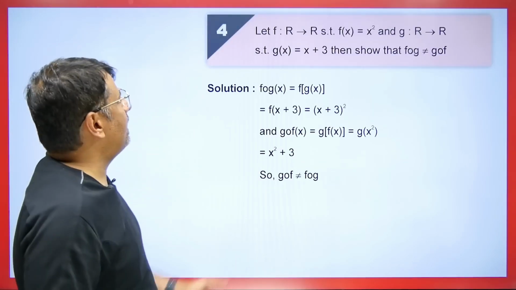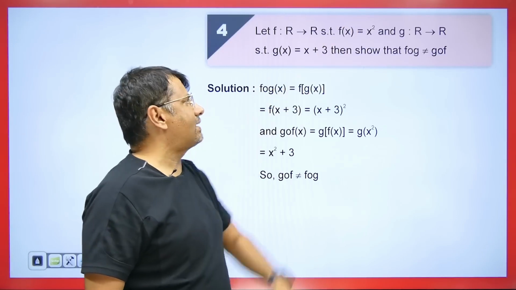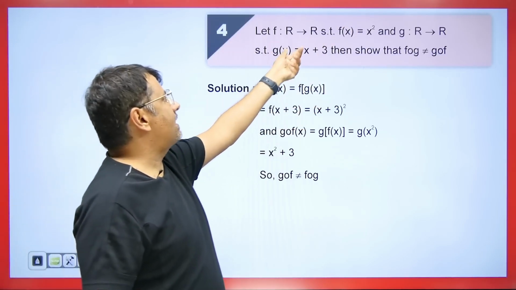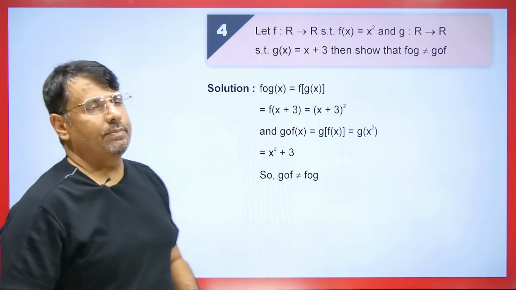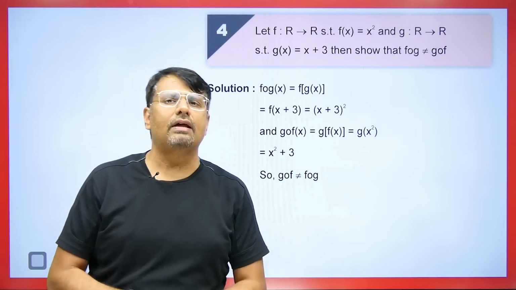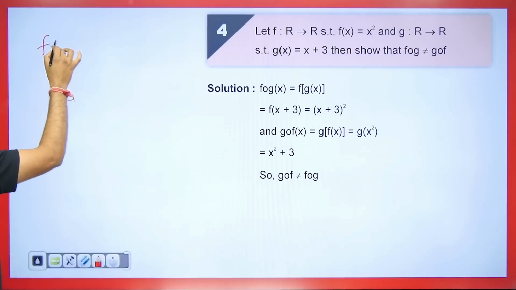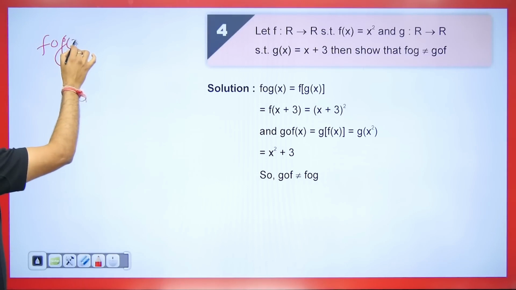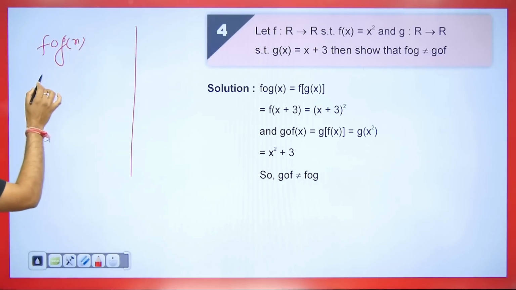The next question is: if f: R → R and f(x) is equal to x², and g: R → R, where g(x) is given as x + 3, then we have to prove that f∘g is not equal to g∘f. So listen, first we will talk about f∘g, right? So what will be the value of (f∘g)(x)?